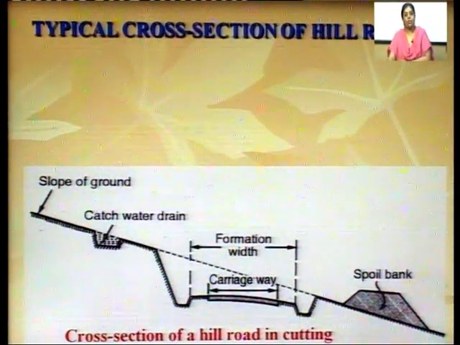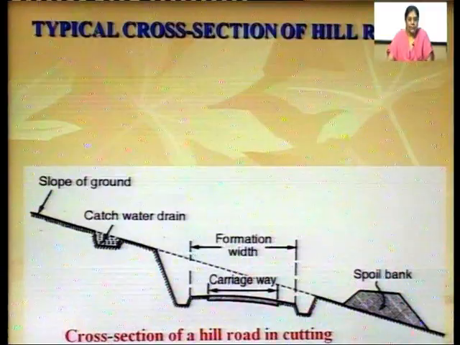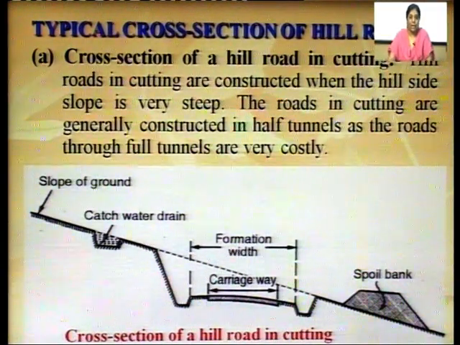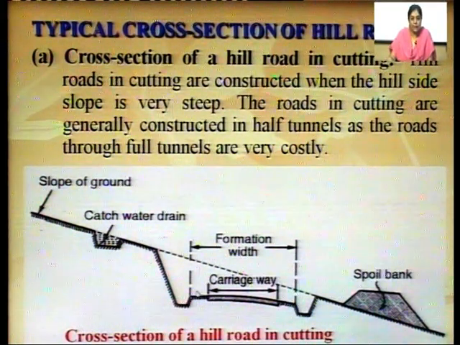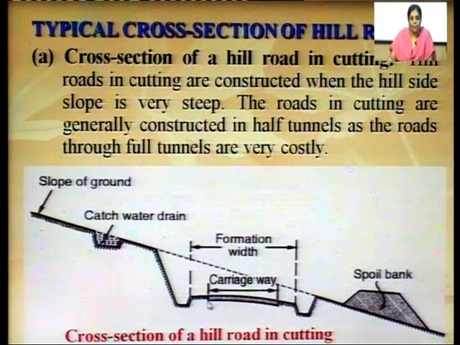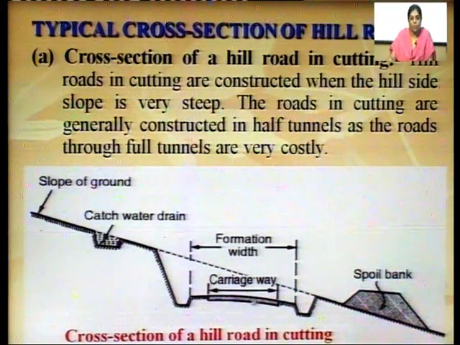So, now we will talk about typical cross sections of hill roads. Here you can see this is a cross section of hill road in cutting. You can see that this is the surface of the road, this is the carriageway, this part, and from here to here, this is the formation width. So, formation width has got the carriageway as well as the shoulders. On both sides of the carriageway there are shoulders. So, this whole width of the road is called formation width.